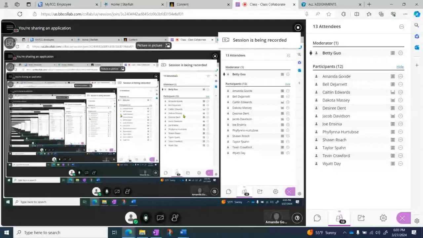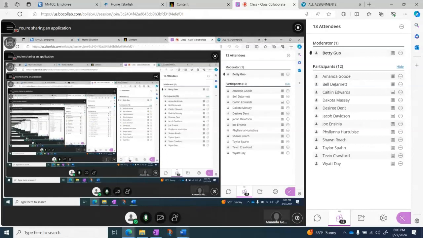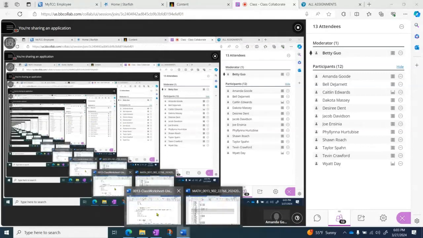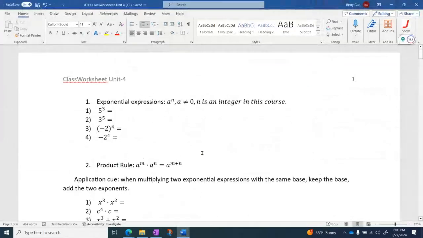Hello everyone, today we are going to start chapter 5. The first concept we are going to go over is exponential expression. An exponential expression has two parts.